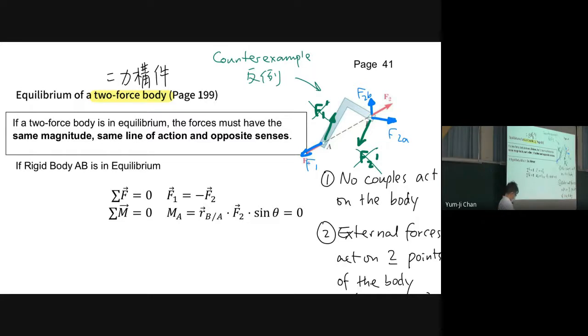So the only way on a two force body is that the total force on point A and the total force on point B are of the same magnitude, and they have the same line of action, and this line of action is through AB, with opposite directions.